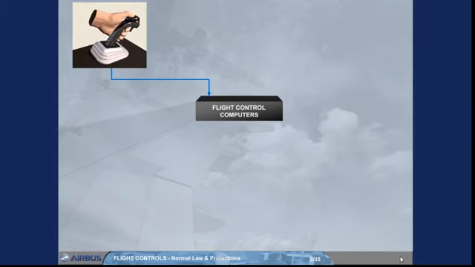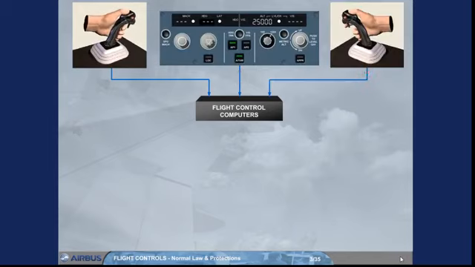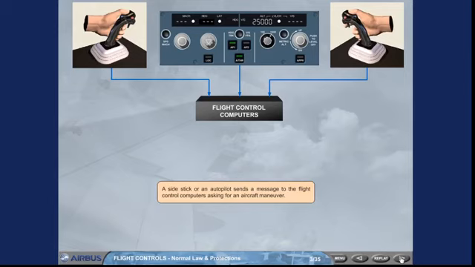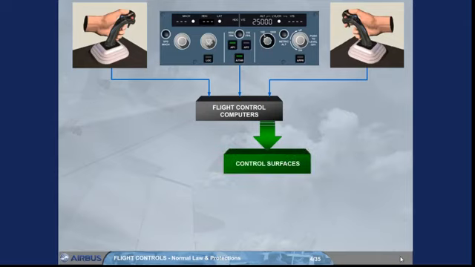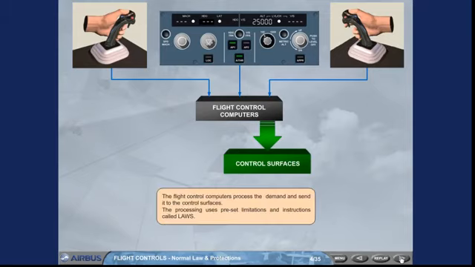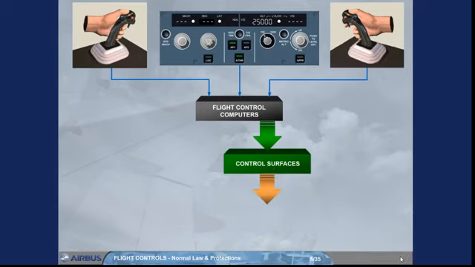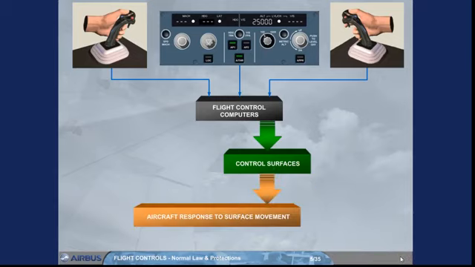A side stick or an autopilot sends a message to the flight control computers asking for an aircraft maneuver. The flight control computers process the demand and send it to the control surfaces. The processing uses preset limitations and instructions called laws. The aircraft responds conventionally to the movement of control surfaces.